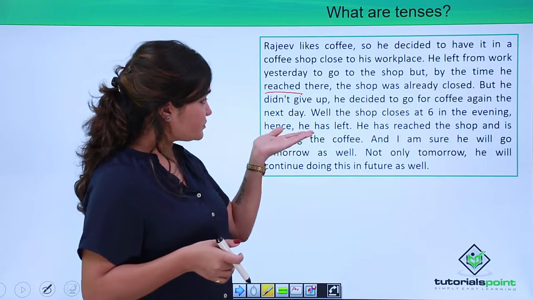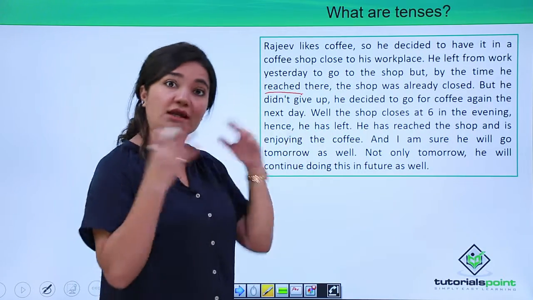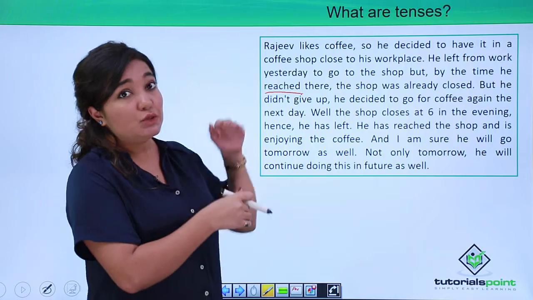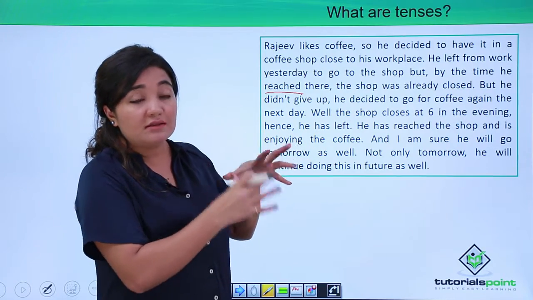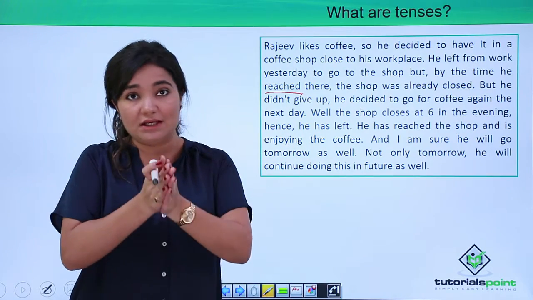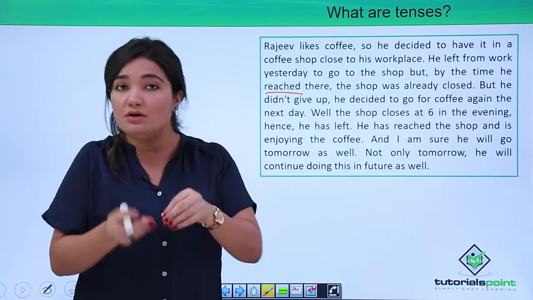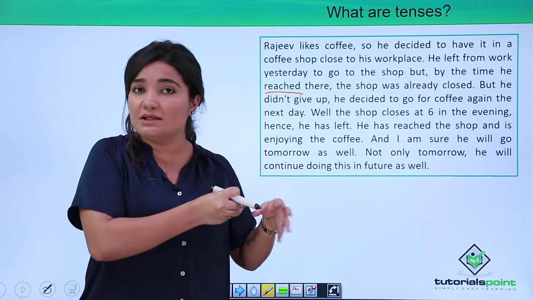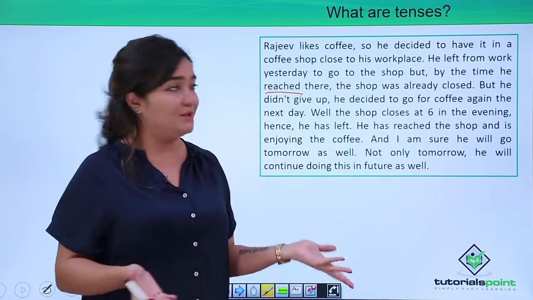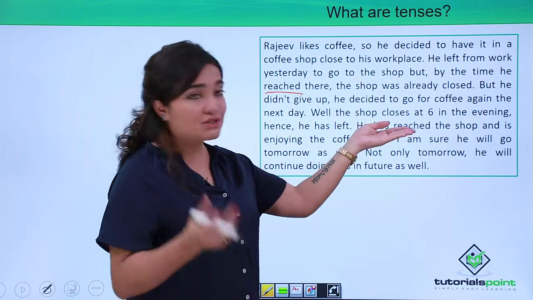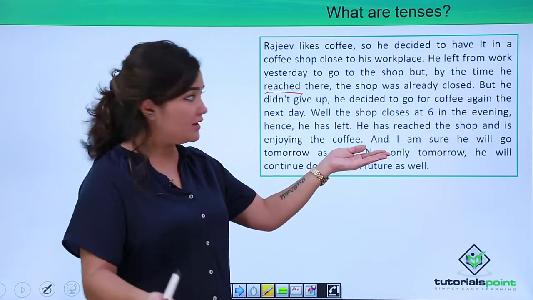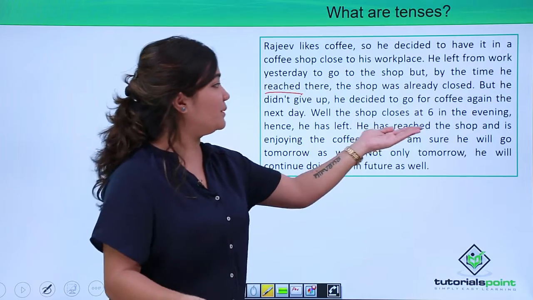Okay, so he has left, again left. So he would have done this work not right now. He's done this probably a few seconds or a few hours ago. So again, a time frame. He has reached, so has reached there already. Okay, again a time frame.